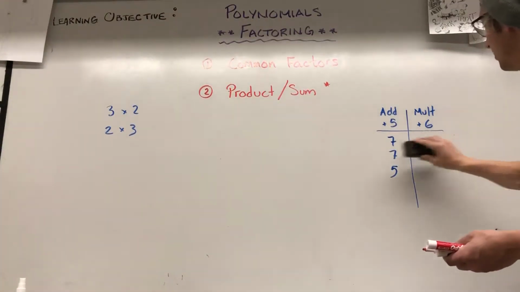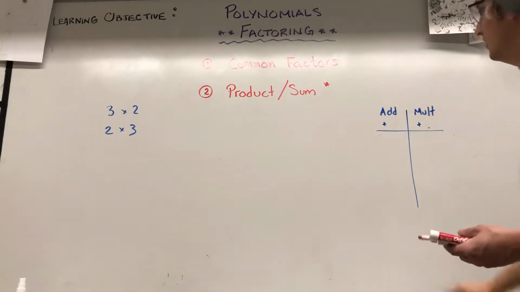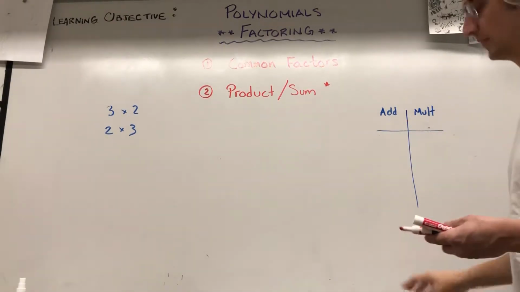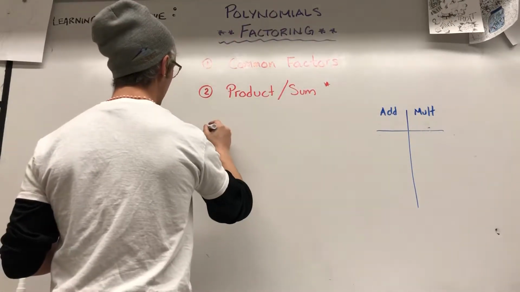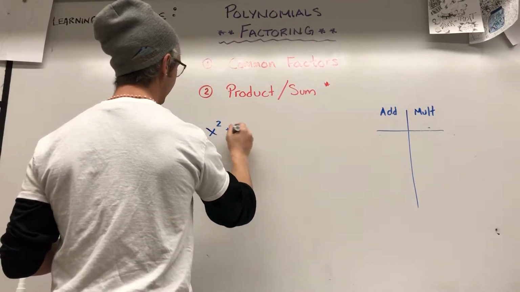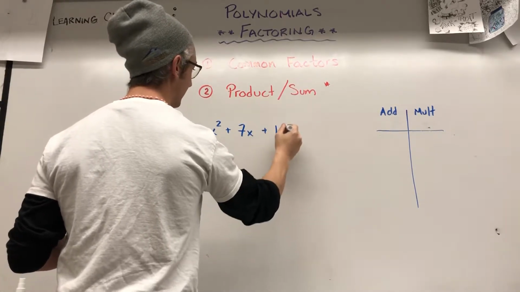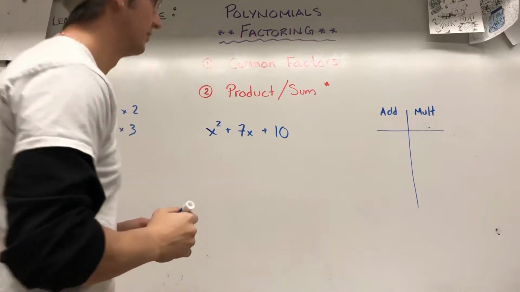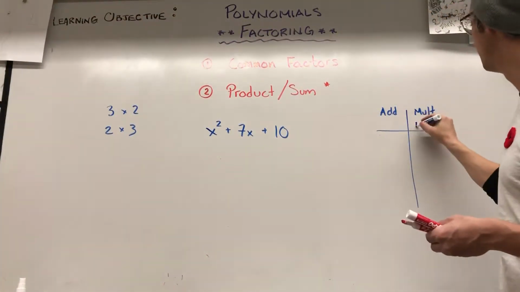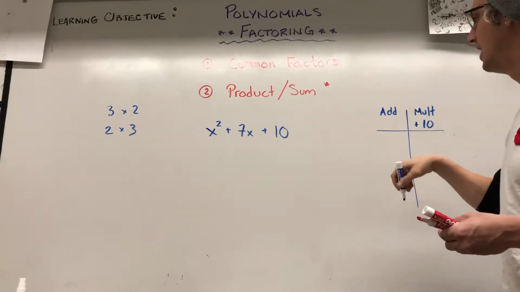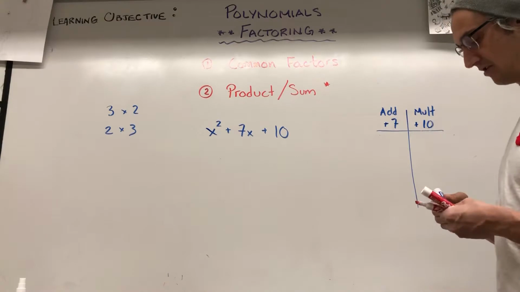So let's do a couple more examples with product sum. And we're going to keep using our table here. Our table is important for keeping us organized. Okay, so let's try something like this. I have x squared plus 7x plus 10. So again, I want two numbers that are going to multiply to this last term, so positive 10, and add to plus 7.